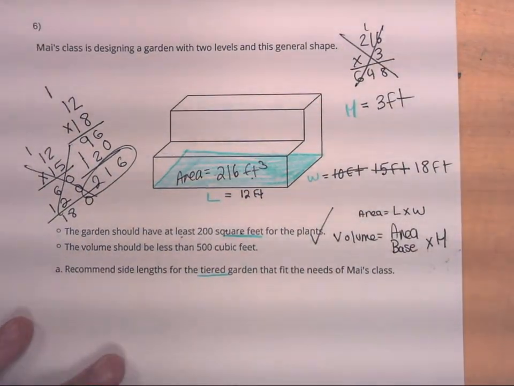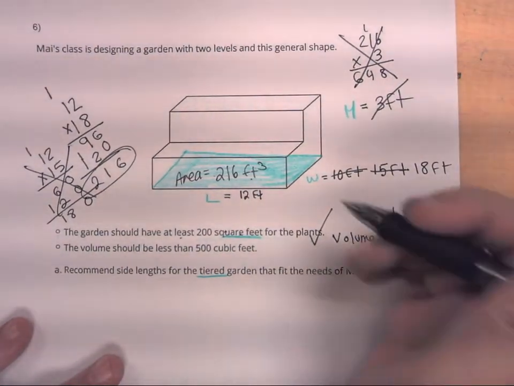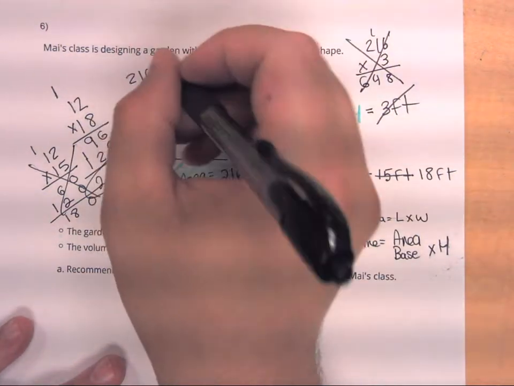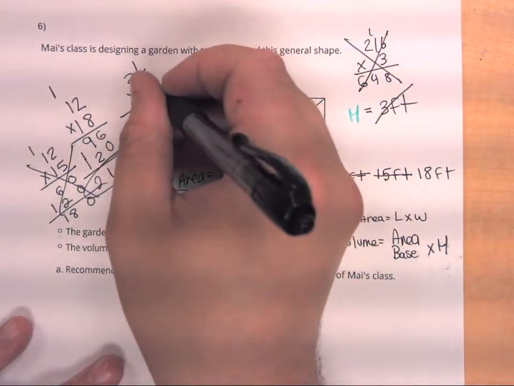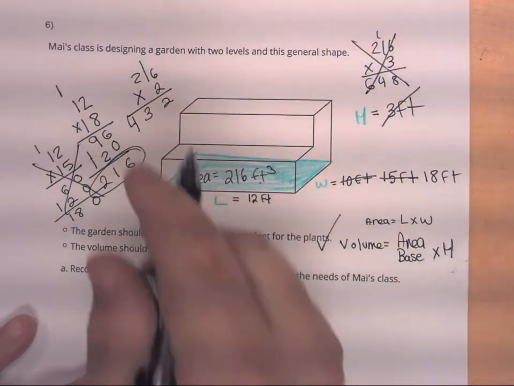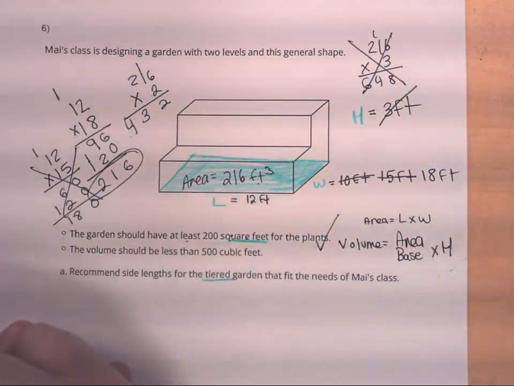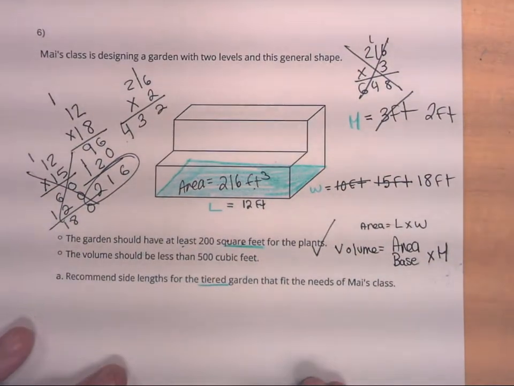Okay, so I'm going to try 2 feet. So I'm going to multiply the area, 216 square feet, by 2 feet. And that gives me something I'm allowed to have, 432 cubic feet. So my height could be 2 feet.